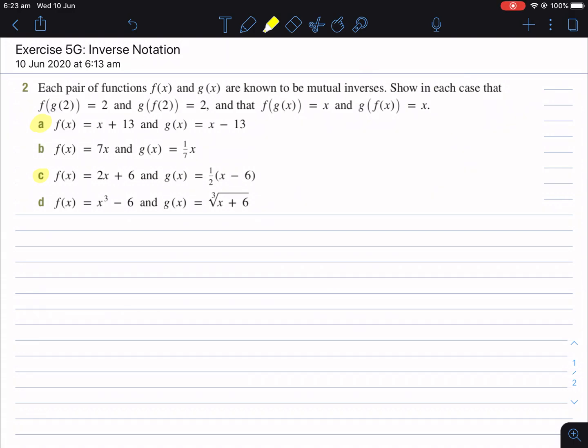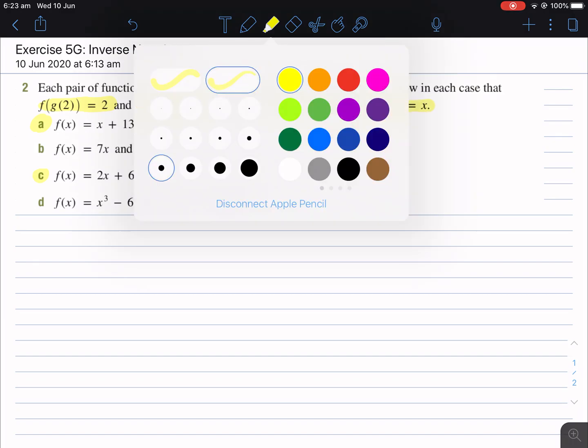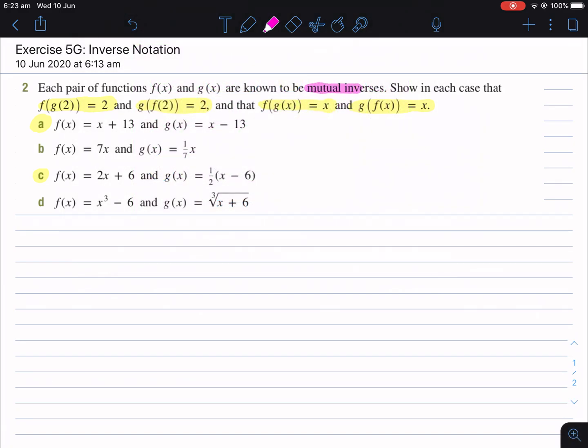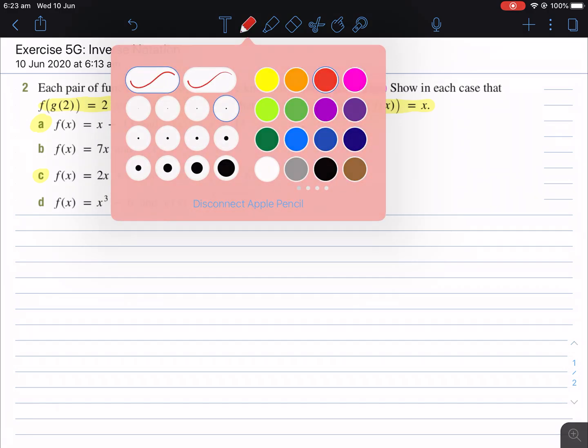Welcome to exercise 5G. We're doing 2AC now, and we're showing each time that f of g of 2 is the same as g of f of 2. Because if they're the same, then they're what we call mutual inverses. So they're inverses of each other, like x squared is the inverse of square root of x. So let's have a look at A.